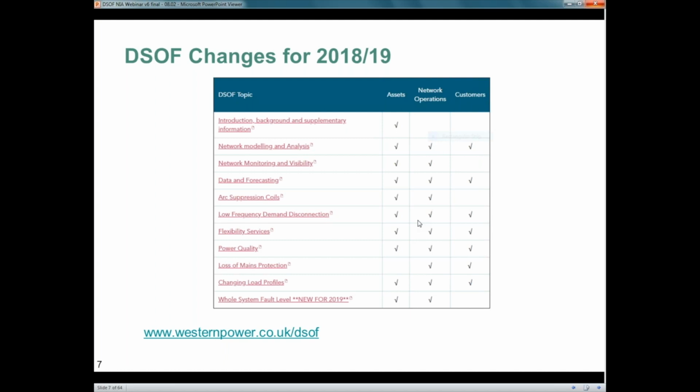So this table outlines how many of the different themes each article can impact. When we publish a new or updated article, it's added to the bottom of the table. So you can see the one there for whole system fault level, new for 2019. And if you are on the website updates newsletter for Western Power, you should receive a notification as and when a new article is published.